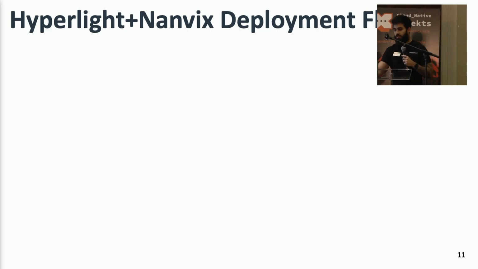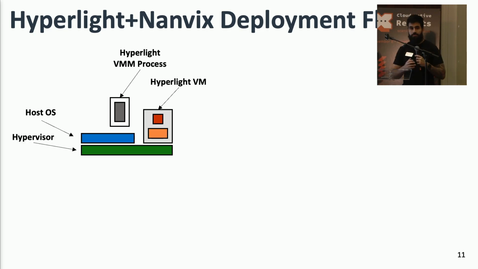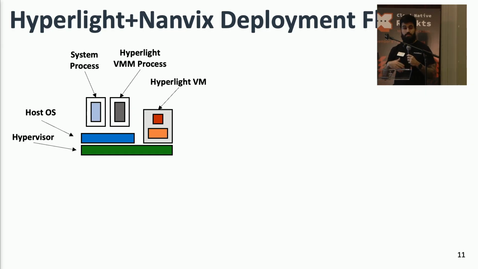So the very first one, let's explore it. Imagine that you have your Hyperlight VM. You are deploying that in your hypervisor. You have a host OS that has this Hyperlight VMM process that is managing the VM. But instead of having the system component that handles all the system call offloading in the same process, as I showed in the previous slide, you deploy that as a sibling process running in your host OS.